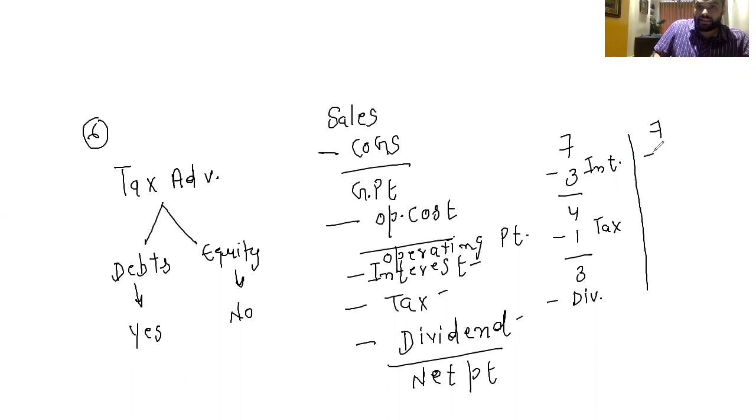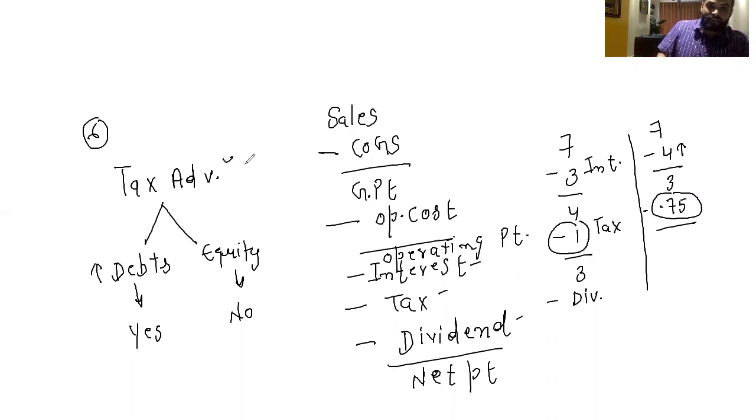So interest, tax, dividend. For example, if my debts increase, my interest also increases. Before it was 3, now it's 4. So 3, and 25% of this 3. You can see here I'm paying tax 1, and here I'm paying less than 1. So that's why if you have debts, you have tax benefits, you are paying low tax.